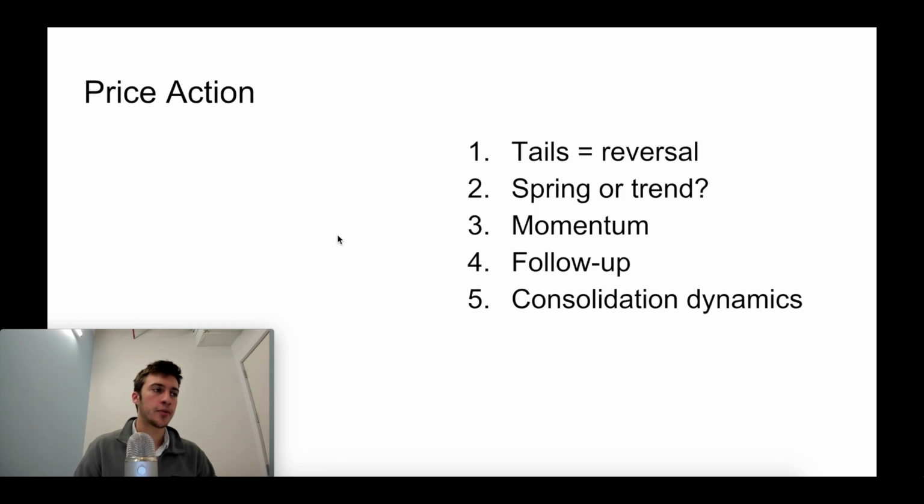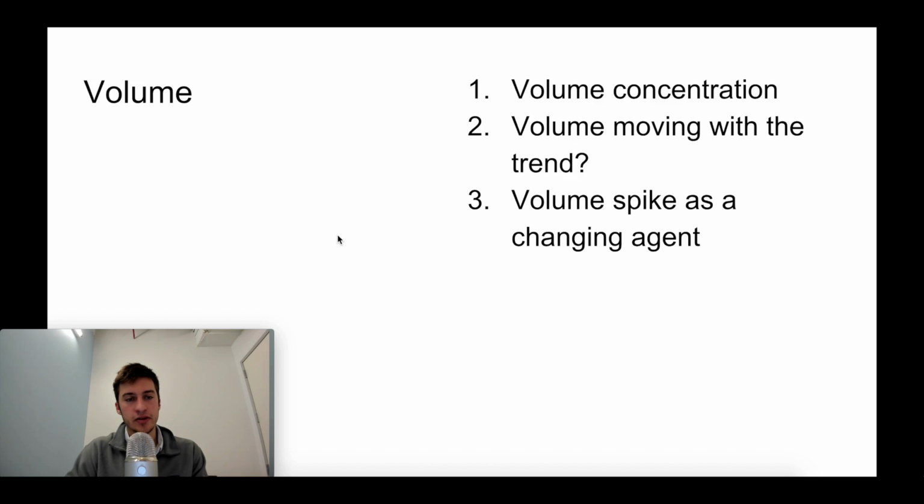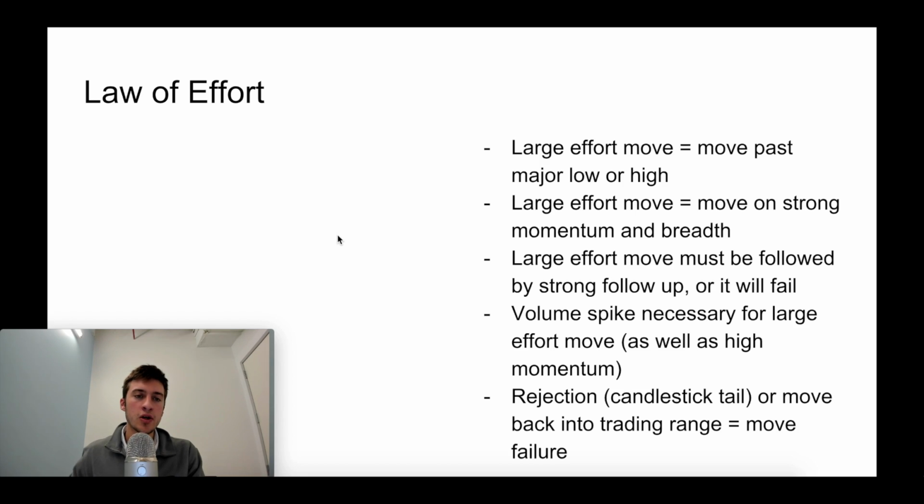So, a quick recap on price action and on volume. I talked about price action and volume tenets that we're looking for in part 1, but what I didn't add was the law of effort. The law of effort states that a move past a major high or a major low, or just a market move on very strong momentum, is known as a large effort move, as it takes a lot of effort for price to change its state, whether that's consolidation to an uptrend, uptrend into a downtrend, or so on.